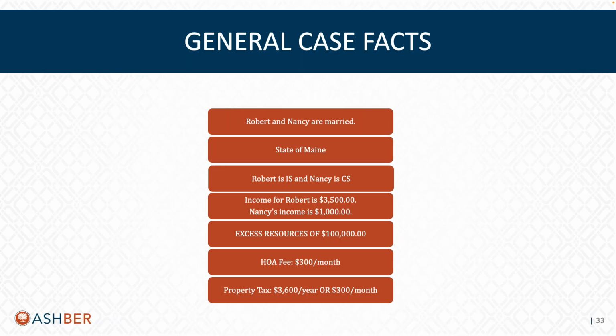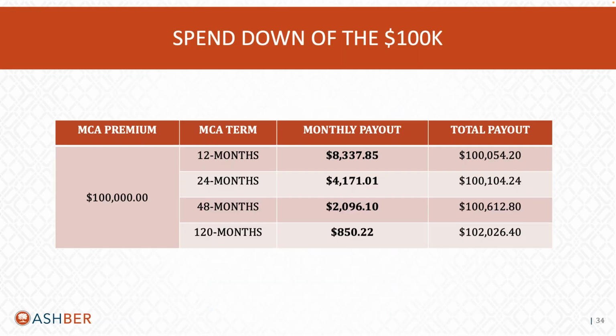So we're going to hold everything constant from the previous example. We're still going to use the state of Maine. We're also going to use that previous MMNA of $3,525.62, because everything else stayed the same. That'll come into play. But the only thing we're changing is the excess resources of $100,000. So we have to find a way to spend that down. And as you know, one of the ways to spend that down is by doing a Medicaid compliant annuity.